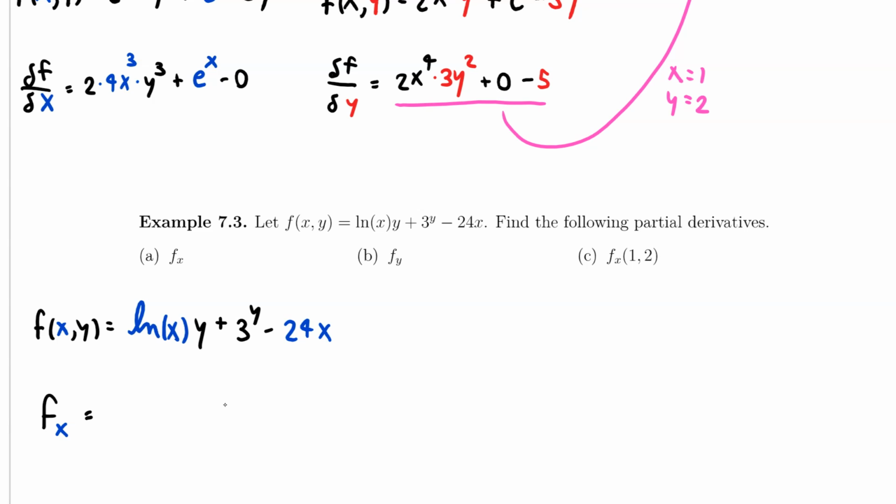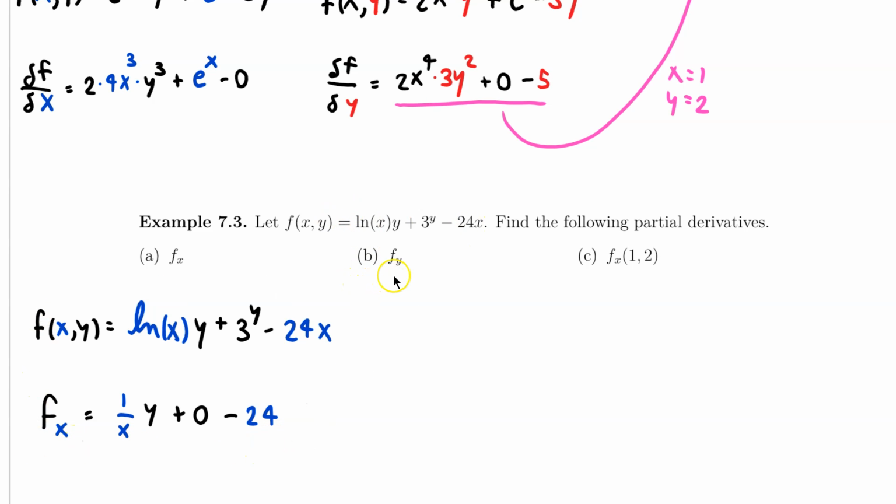Okay. So the derivative of log of x is going to be just 1 over x. So this guy becomes 1 over x. And y is a number multiplied to something, so that y stays there. The second term, 3 to the y, well, this is just a number because y is just a number. So this guy becomes plus 0. And the last term, negative 24x: the derivative of 24x would be 24. So this last guy would become just 24. So here is the derivative of this function with respect to x.